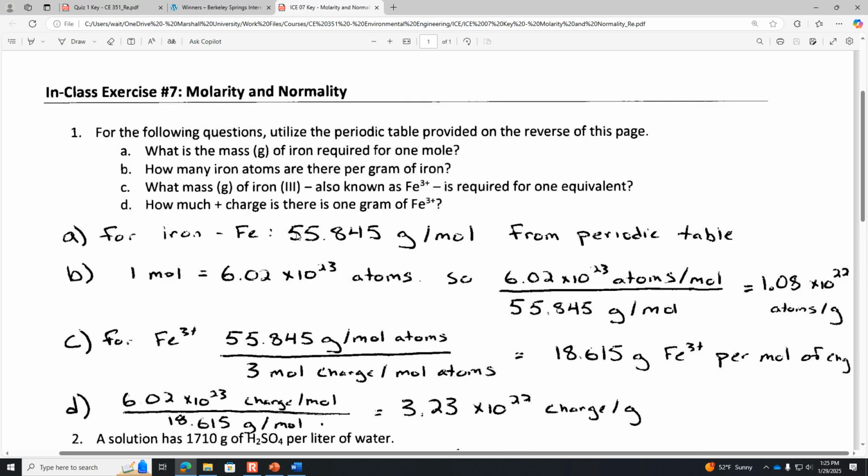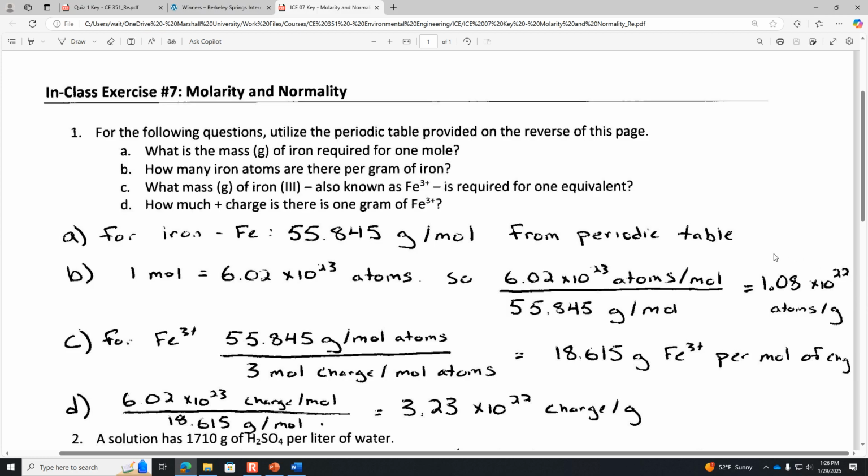So if it took us 55.8 grams to get 1 mole of particles, we only need 1/3 that amount of iron to get 1 mole of charge, because each mole of iron has 3 moles of charge. So it's 1/3 the quantity. And then the last part here, how much charge is there in a gram of iron?